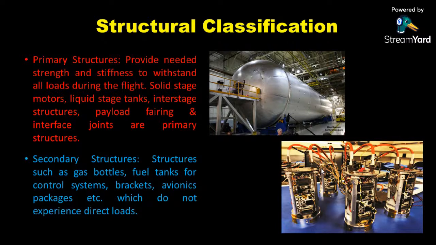Primary structures are crucial for the rocket's overall weight, stiffness, and strength, whereas the secondary structures secure the various systems to primary structures and they do not experience direct loads. The primary structures include solid stage motors, liquid stage tanks, payload fairing, etc., whereas the secondary structures include gas bottles, fuel tanks for control systems, etc.